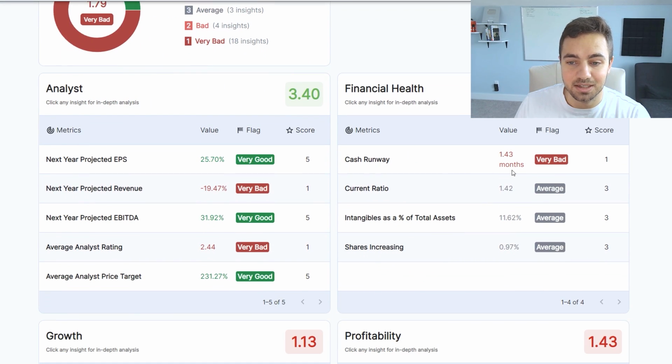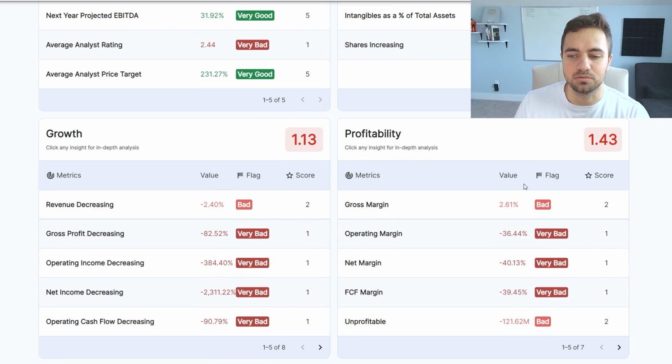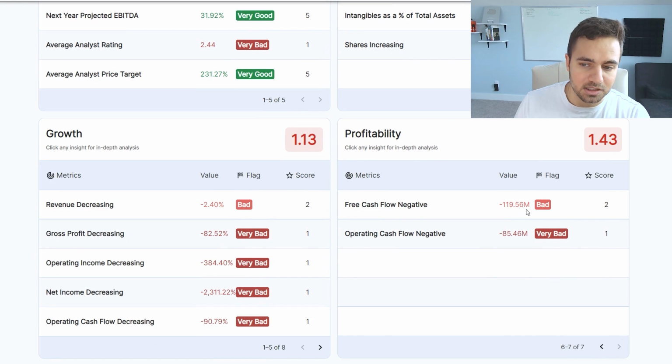So let's go and take a look at Tattooed Chef's insights. It literally has 1.4 months left of cash. So the company is literally going to run out of cash within the next couple of months. And the company's profitability is non-existent. It's literally losing money all over the place. And in the past year, it's burned over $120 million.